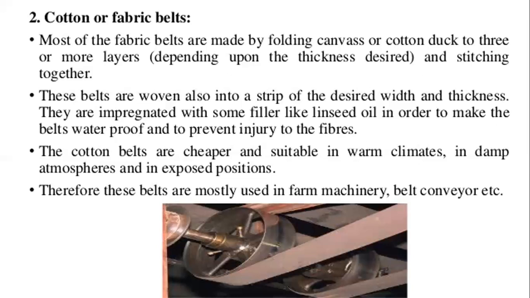So impregnated means fixing the sections. That is why we are calling it impregnated sections. This linseed oil is used in between the sections in order to make the belts waterproof and to prevent injuries to the fiber also.